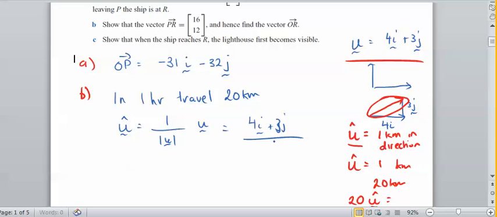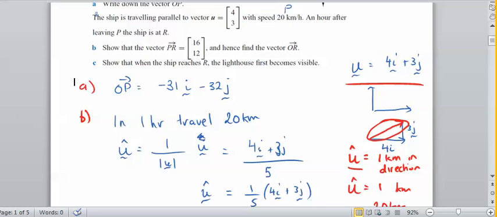And what's the magnitude? The square root of 4 squared plus 3 squared, it's going to be 5. 5 or square root of 5? Yeah, it's 5. So our u hat is equal to 1/5 (4i plus 3j). That's just going to give us 1 kilometre in the direction of 4i plus 3j.